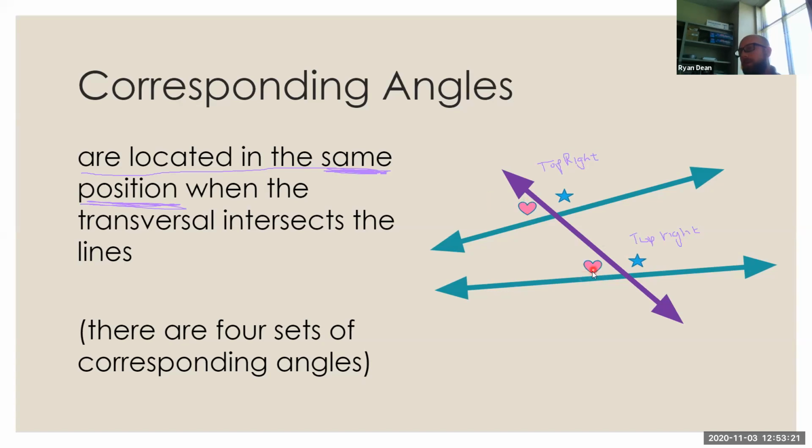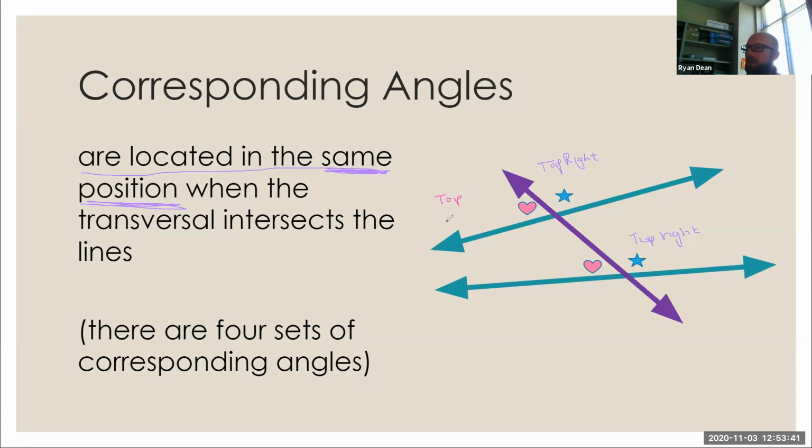I come down here to this pink heart. It is also on top of this blue line and left of the purple transversal. So the pink heart is top left. I'll do pink for this one. Top left.